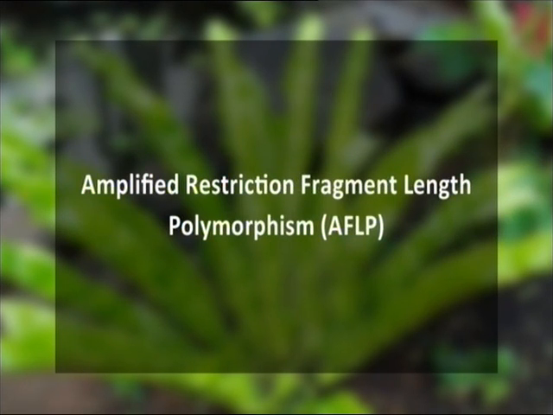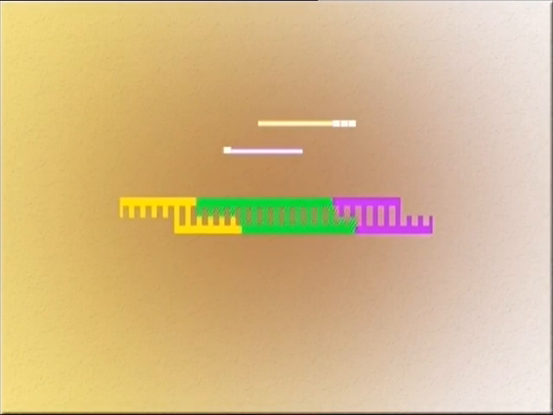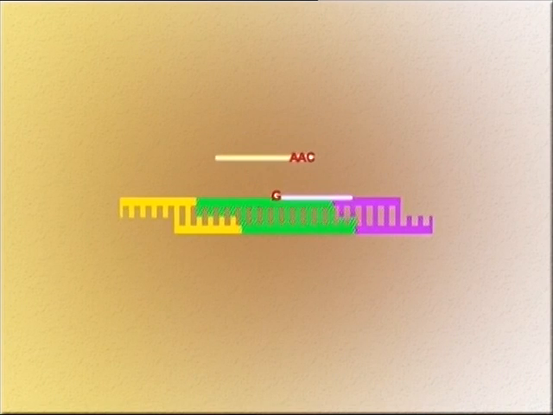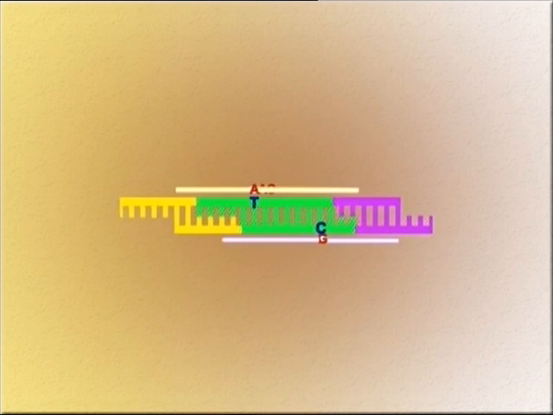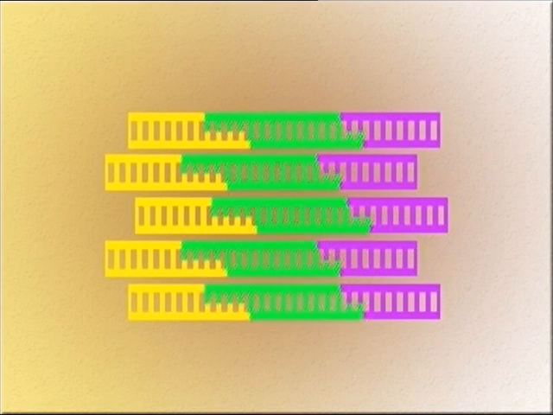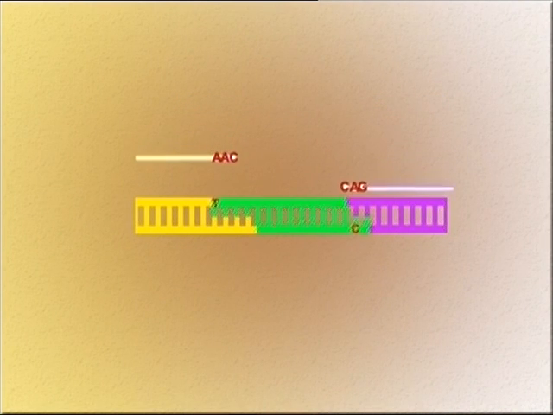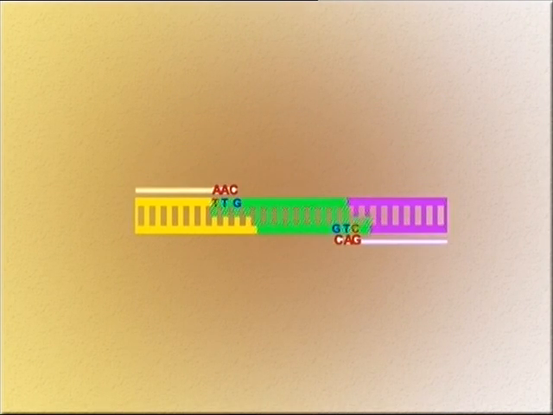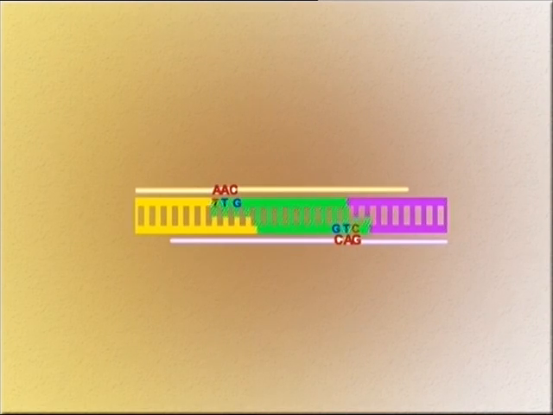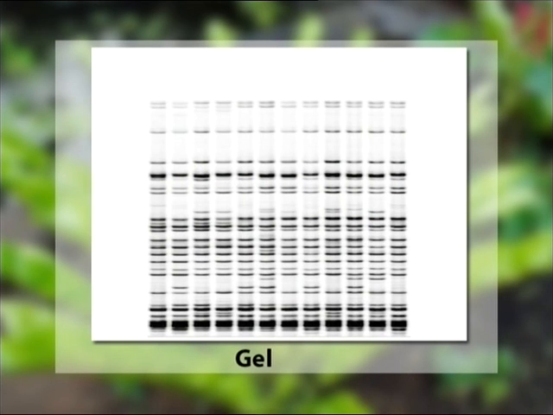Now, the next technique is amplified restriction fragment length polymorphism. It's abbreviated as AFLP. In this technique, the genomic DNA is digested by two different restriction enzymes, a rare cutter and a frequent cutter. Double-stranded adapters are then ligated to the ends of restriction fragments, which are then amplified by PCR using primers that correspond to the adapter and restriction site sequences. These primers have additional nucleotides at the 3' ends extending into restriction fragments in order to limit the number of fragments that will be amplified.